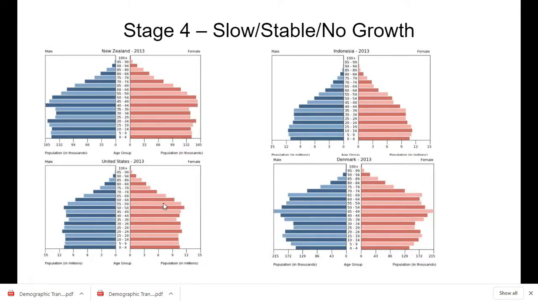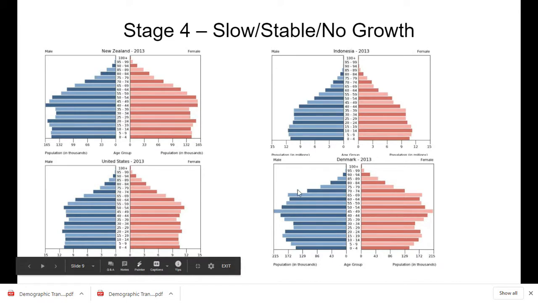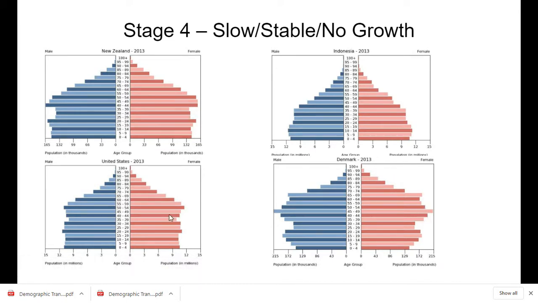Stage 4, I think stage 4 kind of looks like a house because you've got more old people up here and it's straighter on the sides to show that they're bringing in the births. They don't have as many. And then this Denmark even starts to look like it's ballooning. So here's Indonesia, New Zealand, the US.